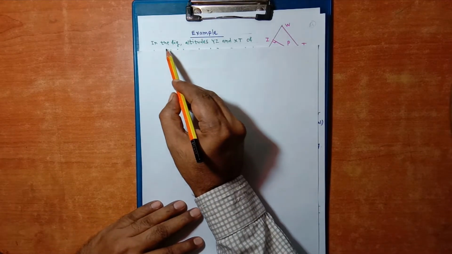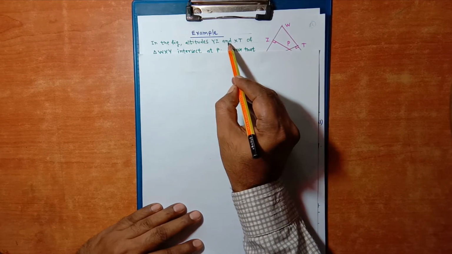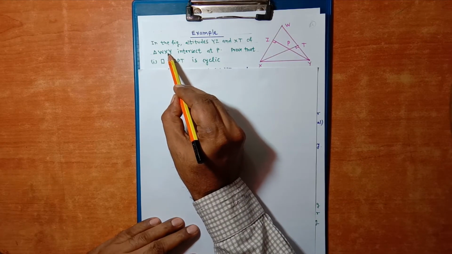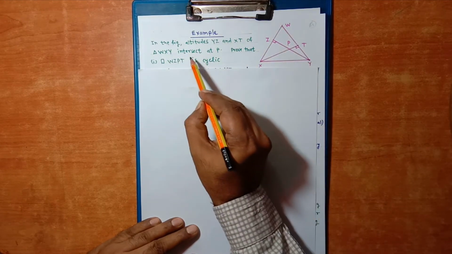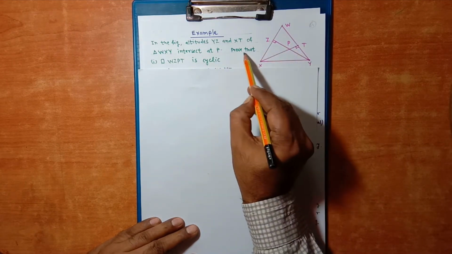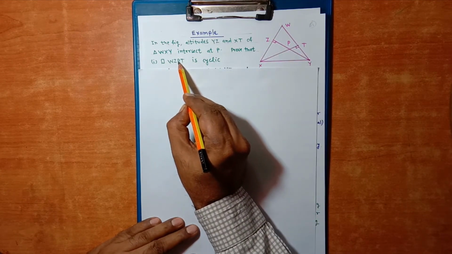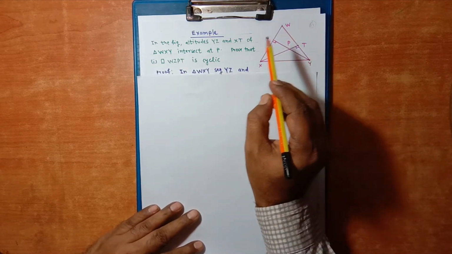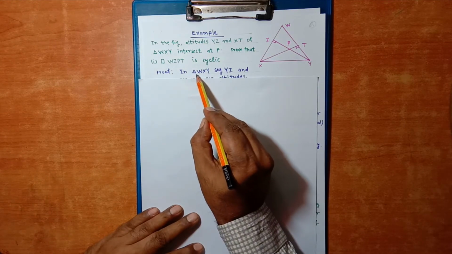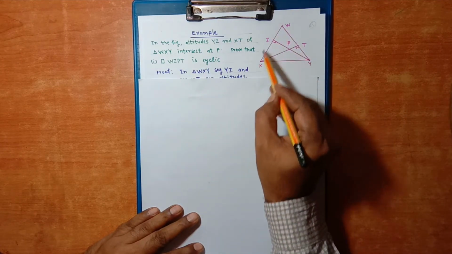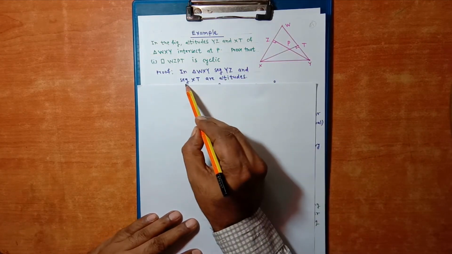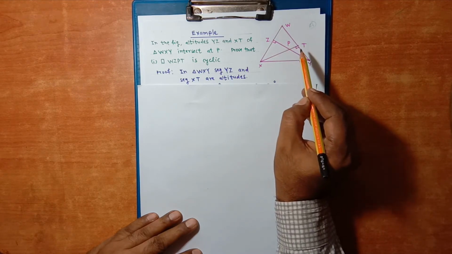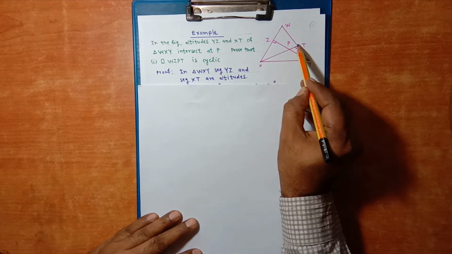In the next example, in the figure, altitudes YZ and XT of triangle WXY intersect at P. Prove that quadrilateral WZPT is cyclic. Now let us go for its proof. In triangle WXY, segment YZ and segment XT are altitudes. This angle is 90, this angle is 90.